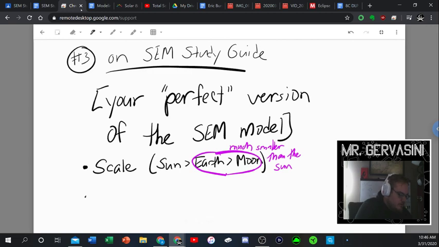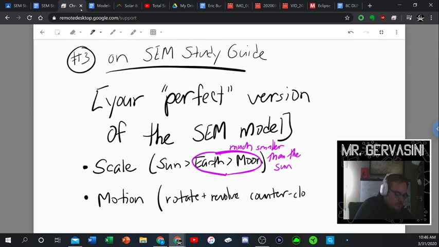You gotta keep motion in mind, right? All these objects, the Earth and the Moon, they rotate and revolve counterclockwise. And then obviously you use your answers for number 1 and 2 to figure out, well, one should be moving faster in its revolution than the other. No, those should be spinning faster, right? So what does that kind of mean? So motion.